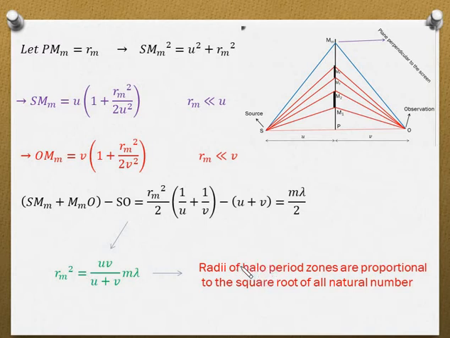That means the radius, I had a spelling mistake here, it will be half. So the radius of the half period zones is proportional to the square root of all natural numbers. And that's what we discussed in the introduction of the zone plate. A zone plate consists of concentric circles with radius proportional to the square root of natural numbers, and here we saw the proof.